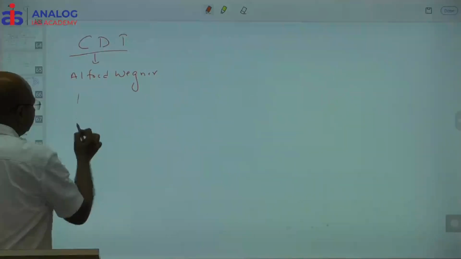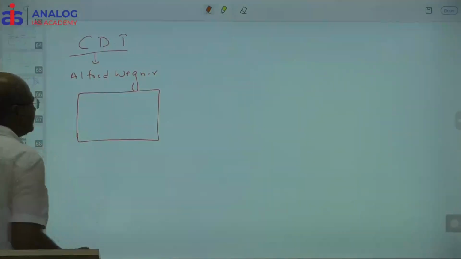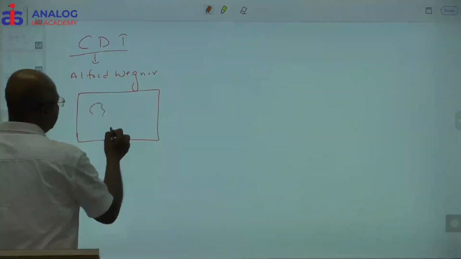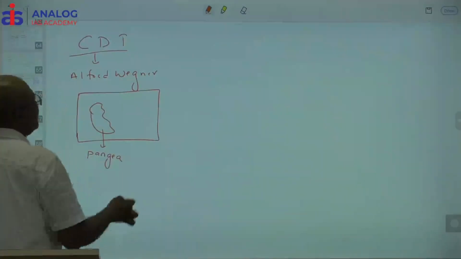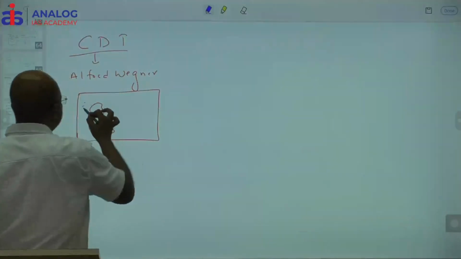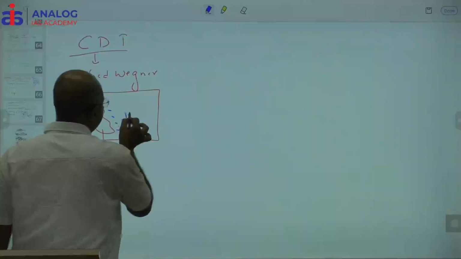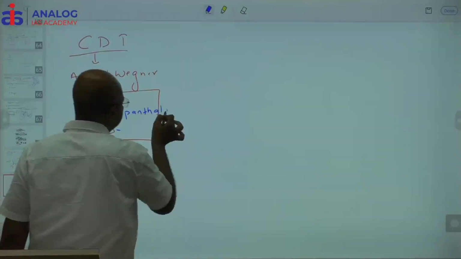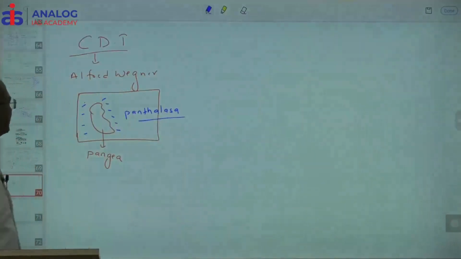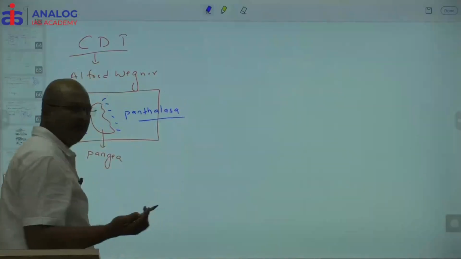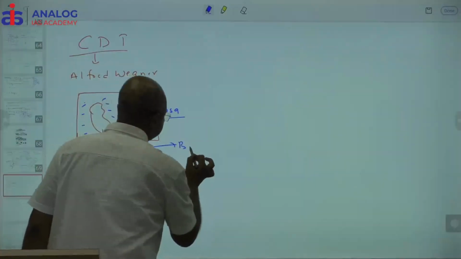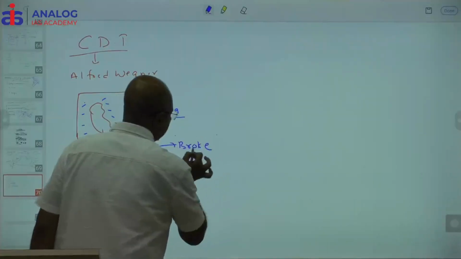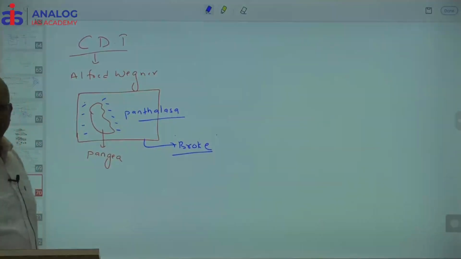And this Alfred Wegener explains the theory by using two terms: the supercontinent called Pangea, and this Pangea was surrounded by a big ocean called Panthalassa. He says that this is somewhere around 300 million years to 250 million years. He says that this Pangea broke away. He has not explained any reason for the breaking of Pangea.